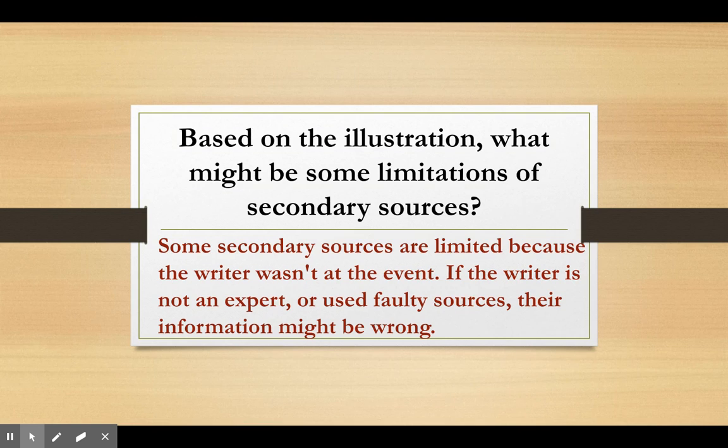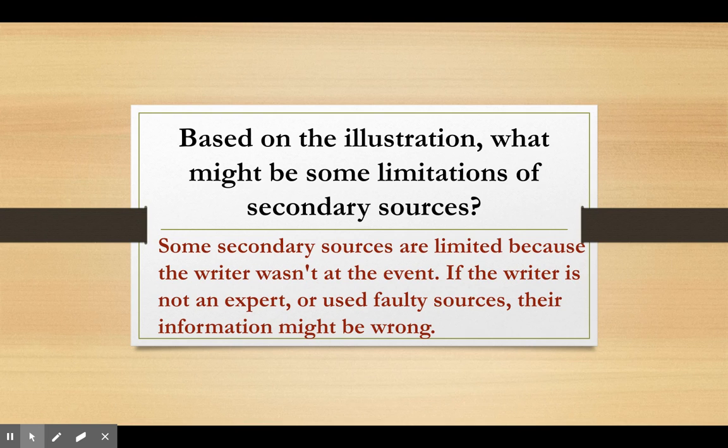Also, if the writer's not an expert, then can we really trust what they're writing about? Or if they use sources that were not reliable, sources that had errors. I have read textbooks and I have found mistakes in them. Sometimes one of the writers will put the wrong date, or they might describe a book and it's the wrong book. Well, then I'm going to be reading false information thinking that it's true. So those are some limitations of secondary sources.